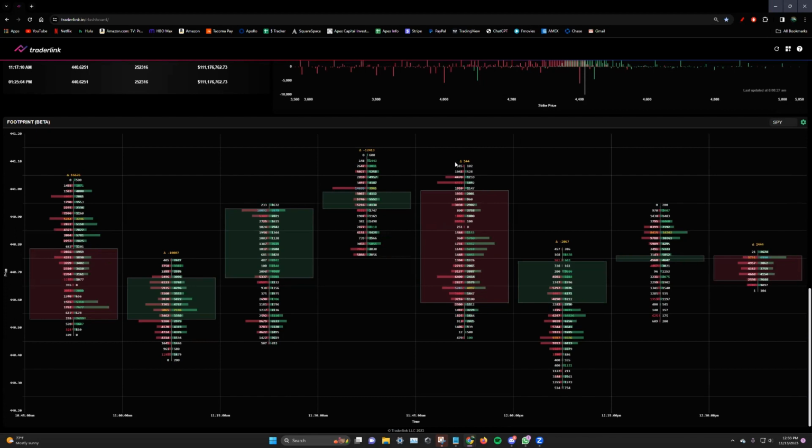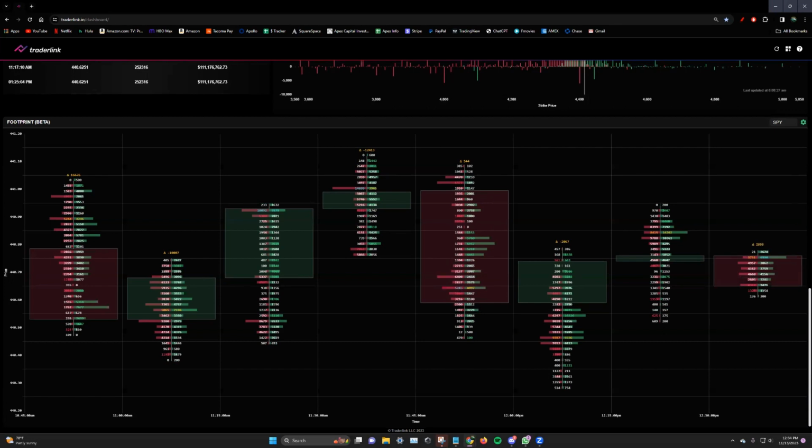Now, getting into the colored portions of the footprint chart, we have four specific colors that require a bit of explanation. So you see this green one, the red one, as well as the yellow and the blue. As for the green ones more specifically, what that represents is 300% or more than the previous offer, which is considered a buyer imbalance. A red color represents the same thing, just a seller imbalance. The yellow one represents a POC, or point of control. The point of control is essentially just the highest volume traded at a certain price. Following that, we have the blue one. The blue one represents the POC as well as an imbalance on whichever side it's on. So in this case, it's considered a seller imbalance as well as the POC.